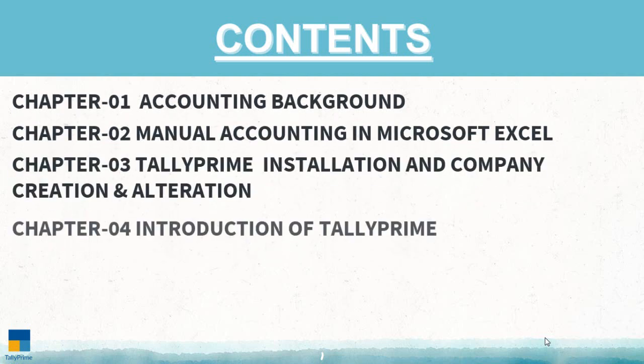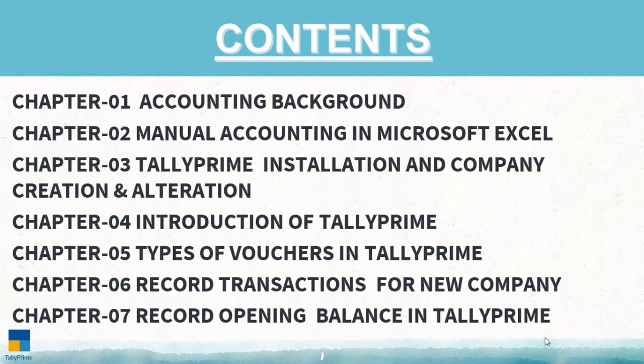Welcome to course content section. The course is split into 14 chapters. Chapter 1 is accounting background. Chapter 2 is manual accounting in Microsoft Excel. Chapter 3 is TallyPrime installation and company creation and company alteration.